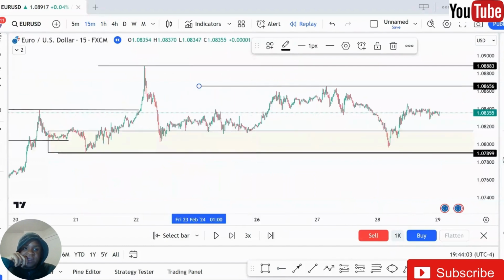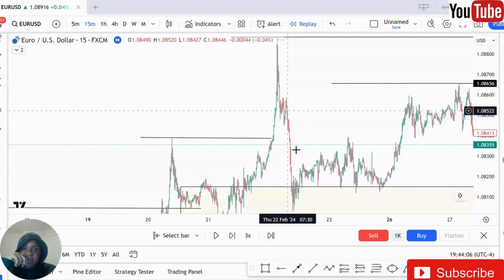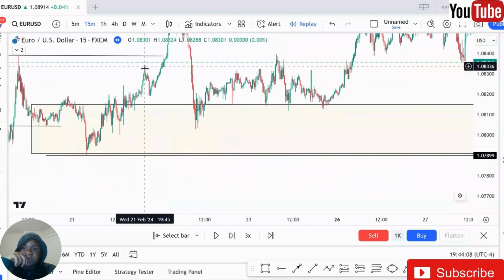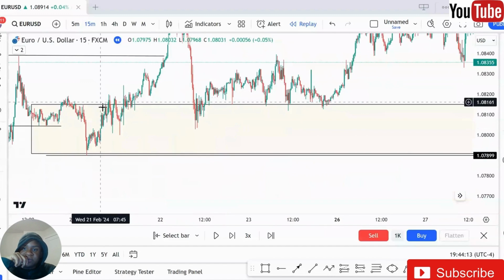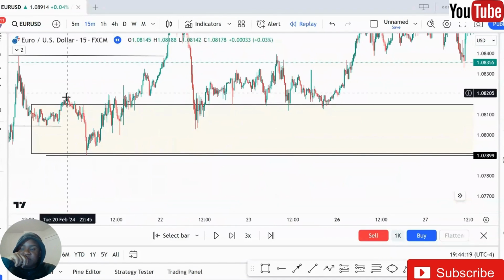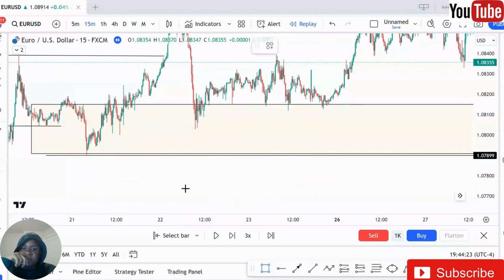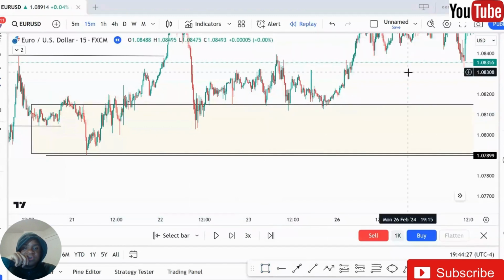Now on 15 minutes, you can see that when it came back to the zone, there was a mitigation. Was there a mitigation block here? Okay, there was no mitigation block there. There was a mitigation violated already. There was another block here, but there was what? There was a breaker here. The market came and reacted in it. Just follow the rules, but that's not what I'm showing you in this video.